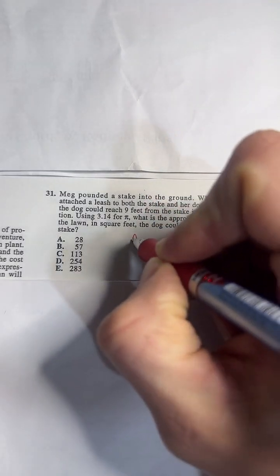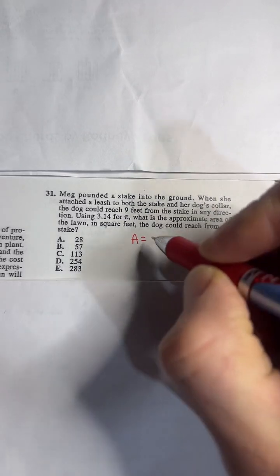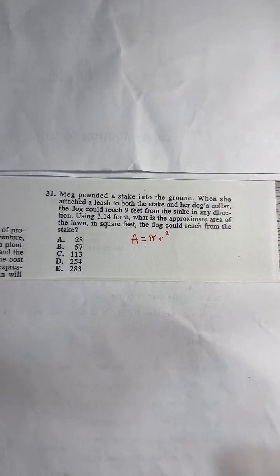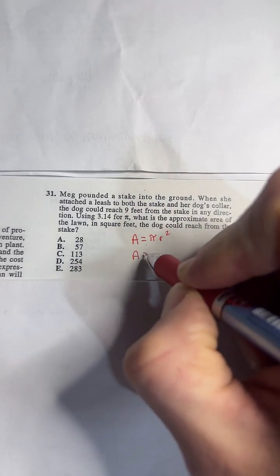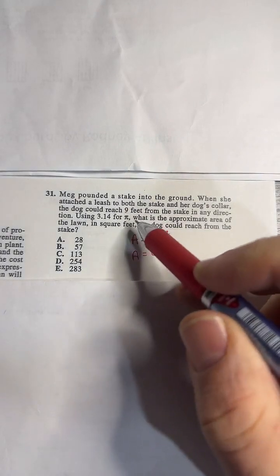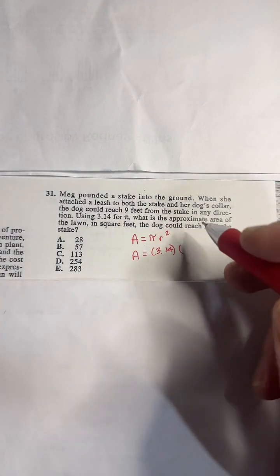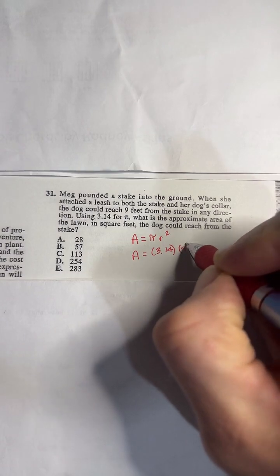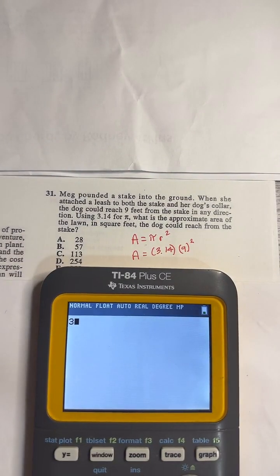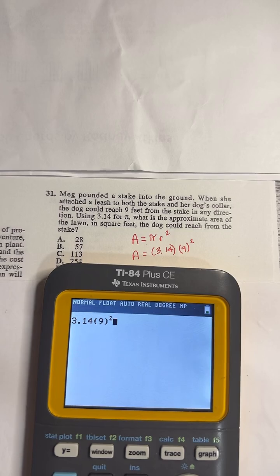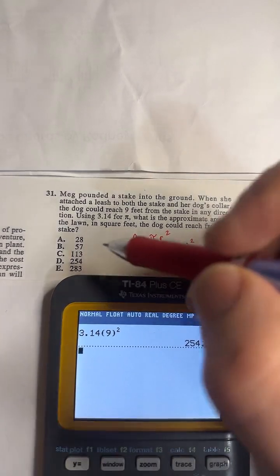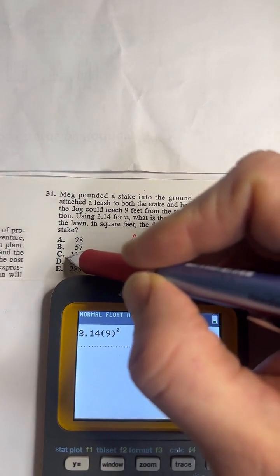We've got area is pi r squared. They do not give us this. We have to go ahead and memorize that. So if the area is pi r squared, we do 3.14. This problem isn't even hard. Like, they don't even give us the diameter to try to make it a little tricky. They literally say the dog's leash is 9 feet from the stake. So we go ahead and we put 9 and we square it. All right, so we've got 3.14 times 9 squared. Okay, 254.34. I got to ask for the approximate, so that is going to be D.